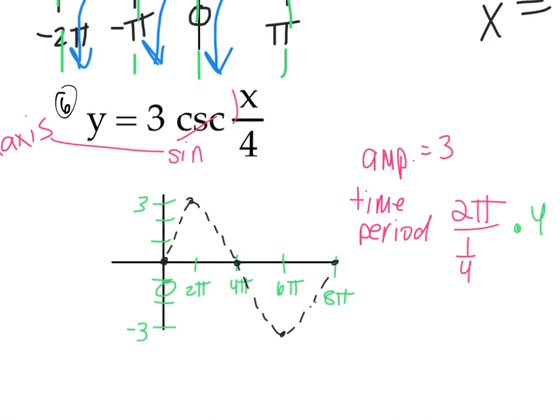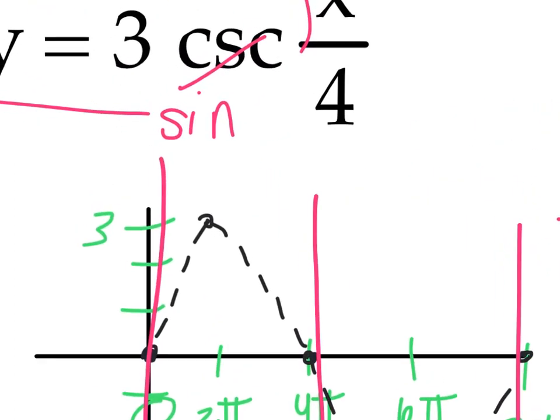Where the graph crosses where? The x-axis. So I'm going to draw right here so I can see. Do you see how I hit every point where it touches the x-axis? So in this first section, I don't want that black dotted line. I want the reciprocal. I want the flip part.